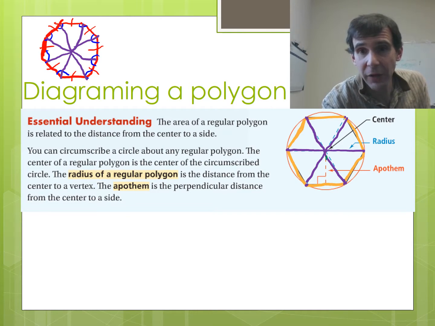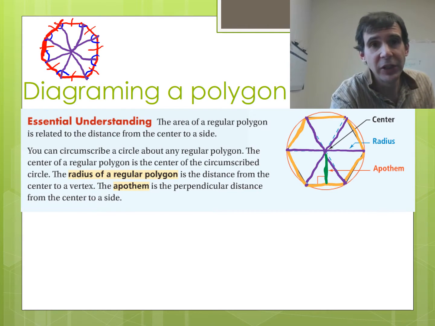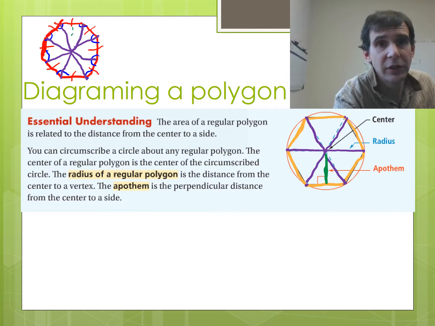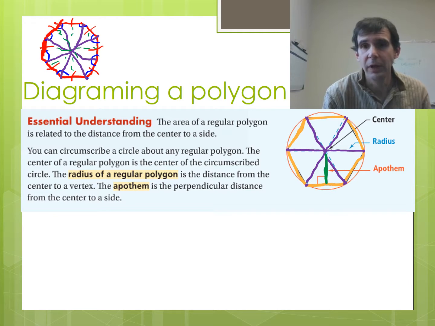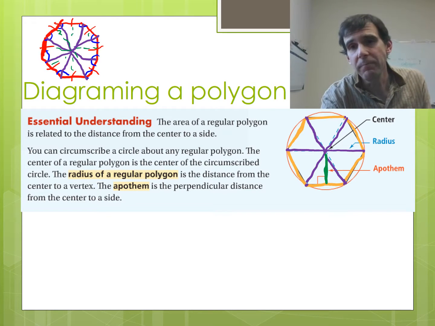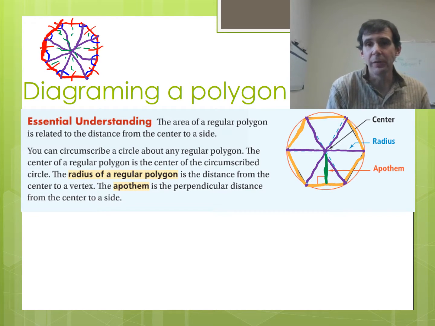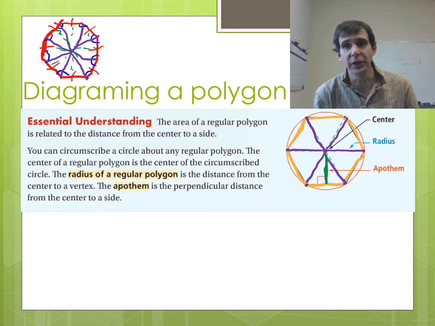So you can see the apothem going down here, meeting at a right angle. So that's going to split each of these triangles into 2 right triangles, depending on how many of these sides you have or how many triangles you have. So what you're going to have then is a radius, a center, and an apothem. Those are 3 things that are going to be important.